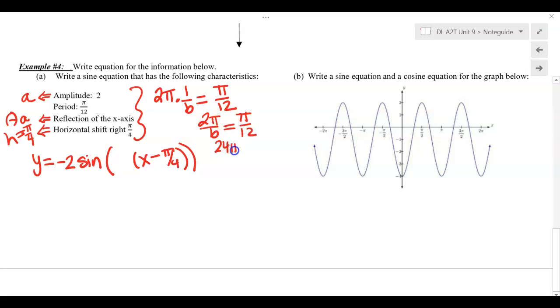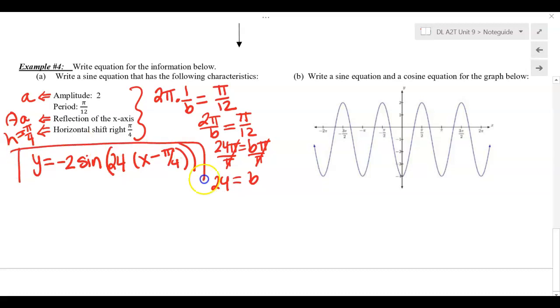This would be 24 pi equals b pi. And if I divide both sides by pi, I get that I would want b to be 24 in this problem in order to get a period of pi over 12. And if you want, you can check. If you were given an equation with 24 to find the period, you would take 2 pi and you would multiply it by the reciprocal of 24. And that would give you pi over 12.